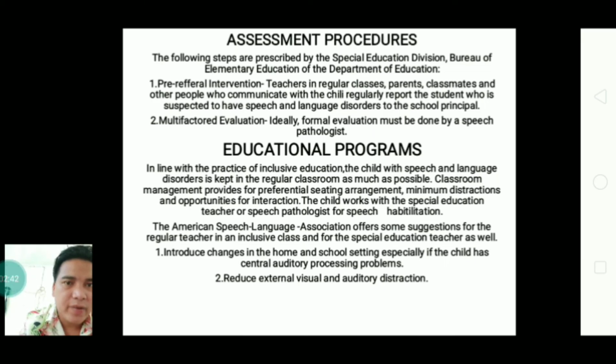The American Speech-Language-Hearing Association offers some suggestions for the regular teachers in inclusive classes and for the special education teachers as well. Introduce changes in the home and school settings, especially if the child has a central auditory processing problem. Reduce external visual and auditory distractions.